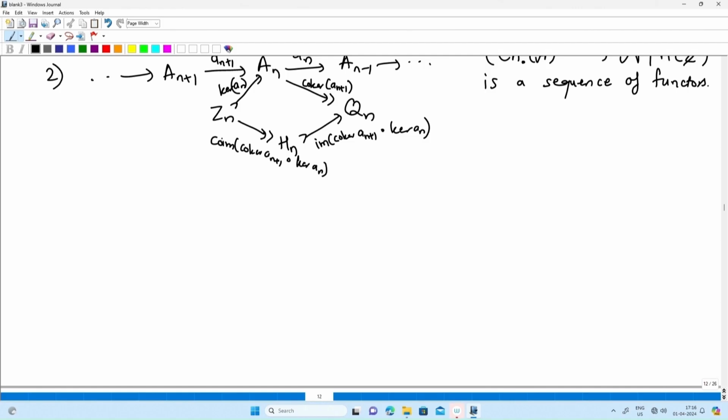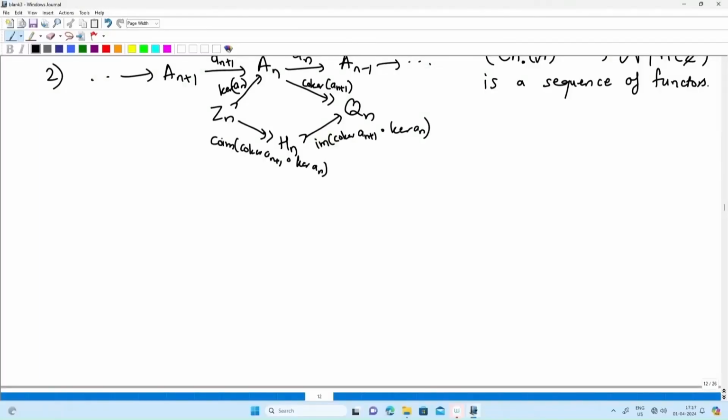So let's recall something quickly. A is given to be an abelian category, so therefore we can form the category of chain complexes from that. The category of chain complexes is also an abelian category. So in that category we can define the notion of an exact sequence. Let me write down the statement that we want to prove.